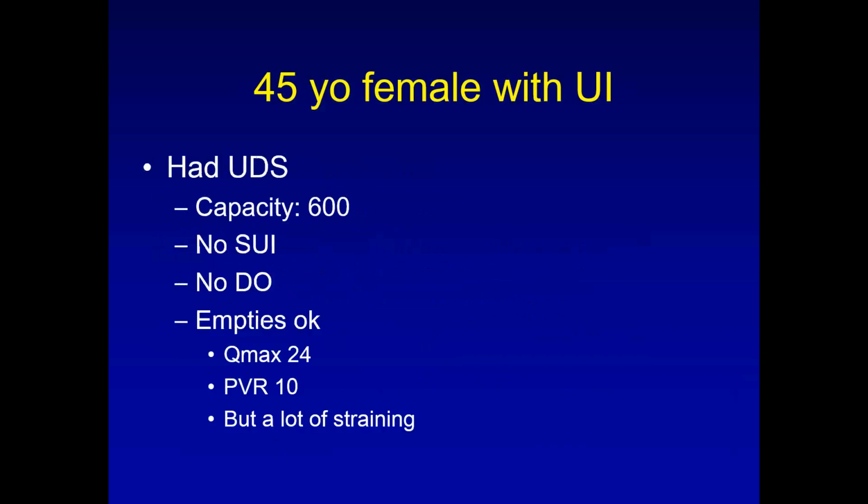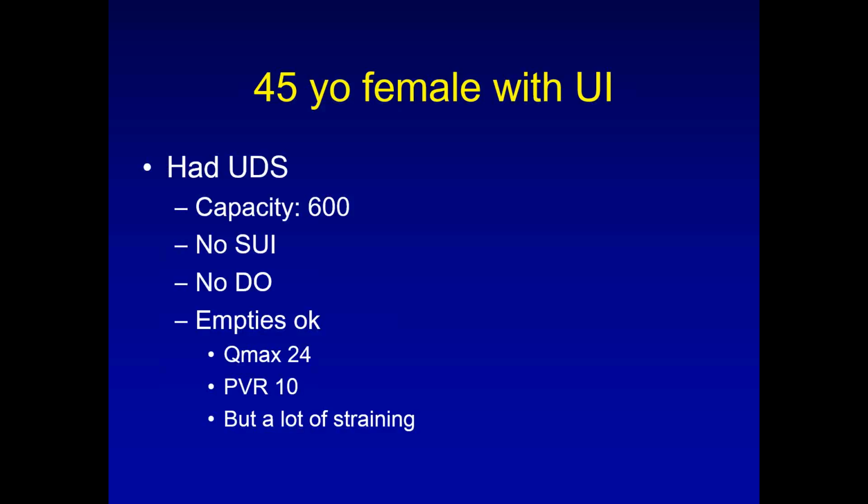You do her urodynamics, and I have no tracings for you because I'm embarrassed. Capacity is 600 cc's. She has no stress incontinence whatsoever. She has no detrusor overactivity whatsoever. She has a Qmax of 24, but no real contraction. She's straining. No contraction visible at all. And she's got a PVR of 10 cc's.